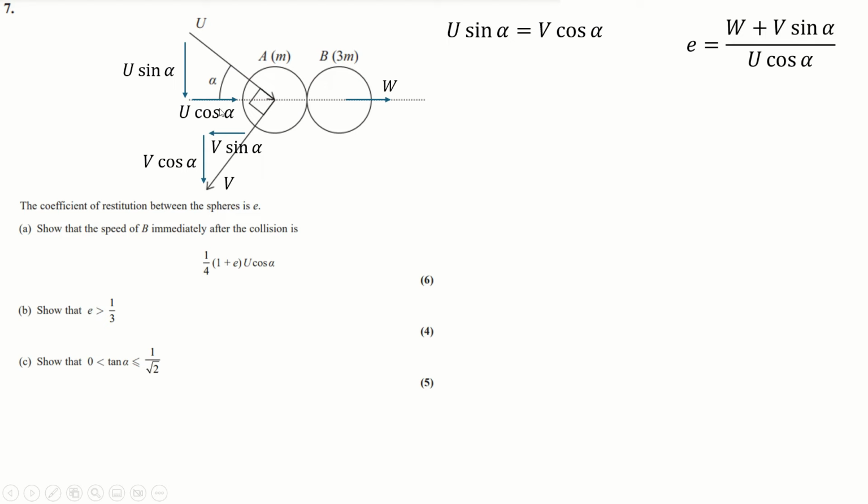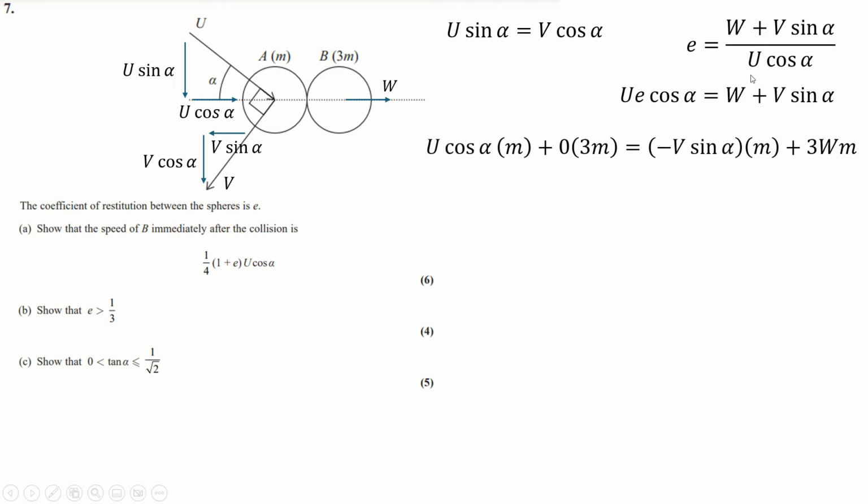And then momentum, we also do horizontally. So the mass times this one plus 0, I guess. I've also just tidied that up like this. So this times m plus 0 times 3m is equal to this times m, but with a negative because it's going backwards, plus 3m times w. So we get this here, which simplifies to that. And now they're asking us to specifically show this thing here. This is the speed of b. So this is w equals this thing here.